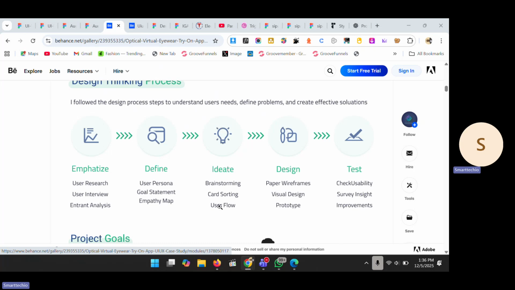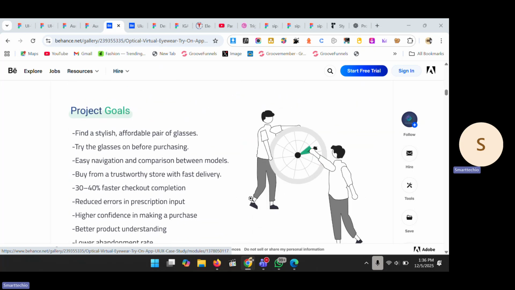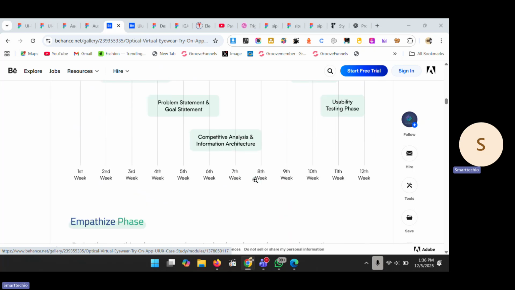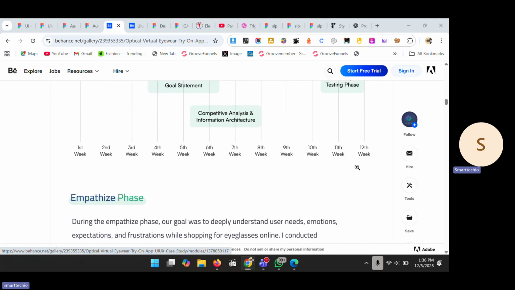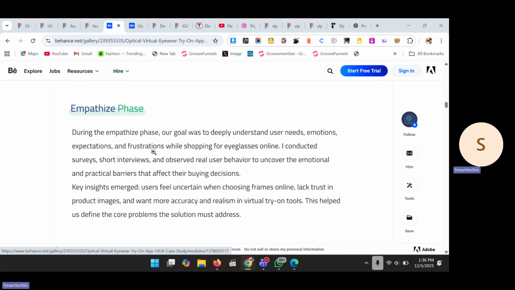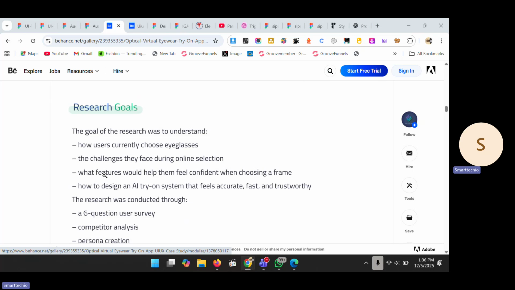They brainstorm, sort out the user flow, design, create a wireframe and the visual design, then prototype, then they test it with the user. So the goal of the project was done here. The timeline: the person took 12 weeks to complete it. Then the empathy stage, where the research is the question.